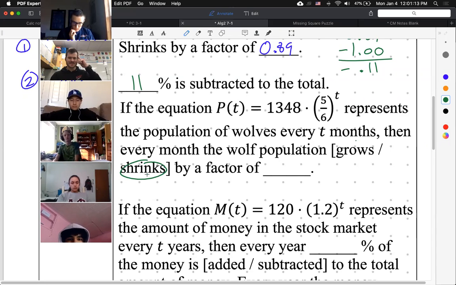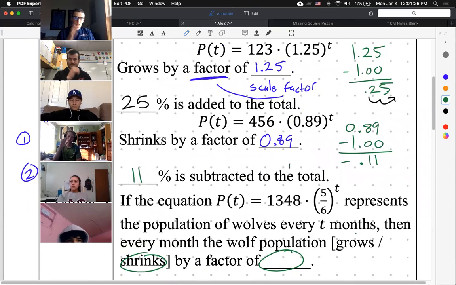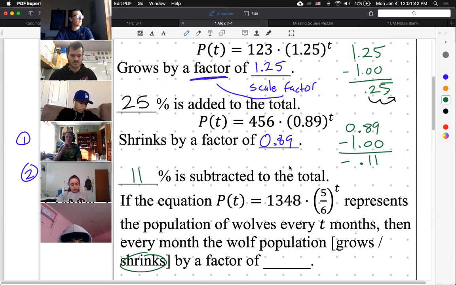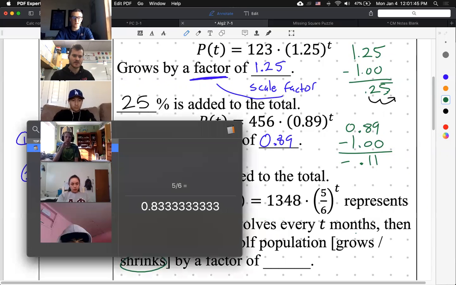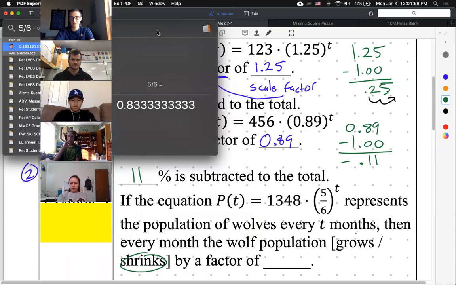The harder part is this: what number goes here? Do I just put the scale factor? Do I write it as a percent? What am I doing? Any ideas? I think you're going to want to turn that 5/6 into a decimal. Okay, so that's 0.83 repeating. Wouldn't it just be 5/6? Would that just be a factor of 5/6?